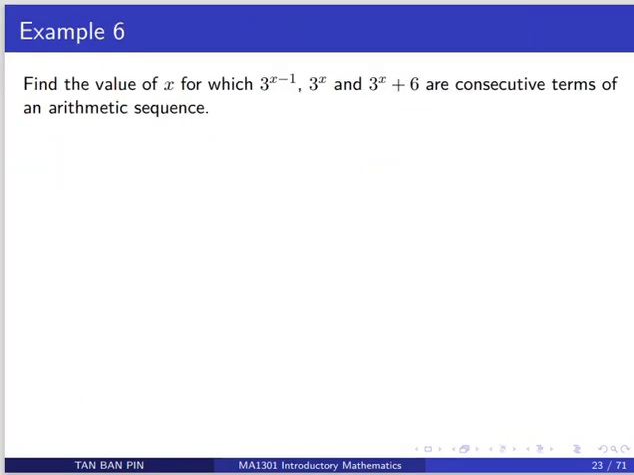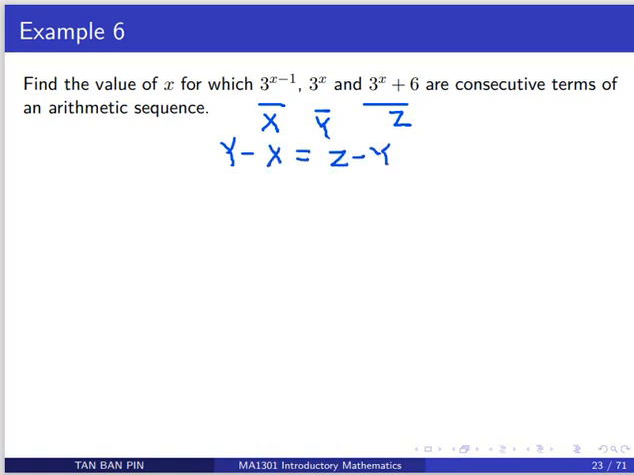Let's look at an example. You have to find the value of x such that 3 power x minus 1, 3 power x, 3 power x plus 6 are 3 consecutive terms of an AP. So we can take these as big X, big Y, and big Z. Big X is 3 power x minus 1, big Y is 3 power x, big Z is 3 power x plus 6. So from the previous slide, y minus x is the same as z minus y.